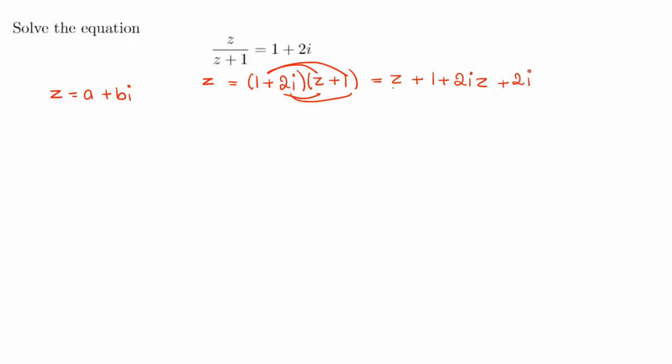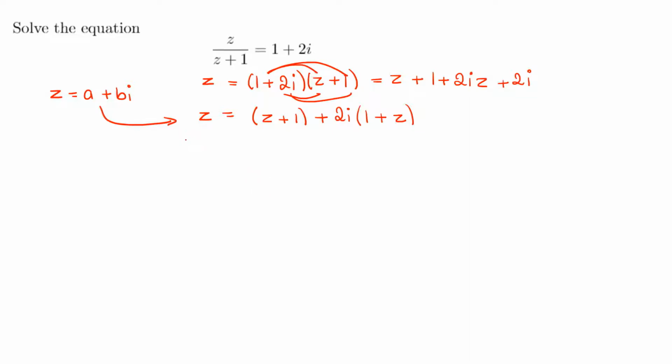Okay, so let's put all the reals together and all the imaginaries together. So now our new equation, on the left-hand side, we're still left with z. And on the right-hand side, we're going to be left with the z plus 1 here. And then the imaginary parts, we can factor out 2i, and we're just going to be left with 1 plus z.